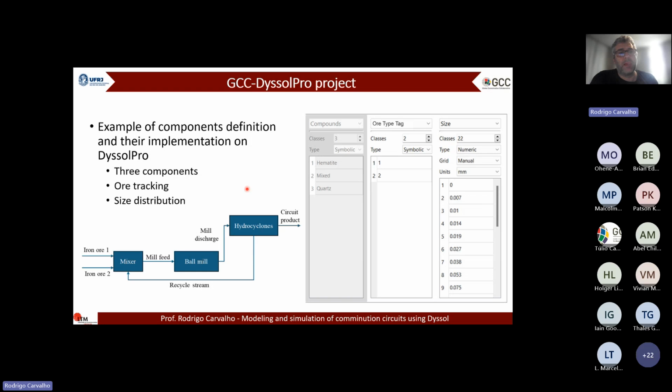Just an example, for the case that I showed you with components track, this is how we define the material. Regarding the components here, the hematite mix and quartz, the ore type 1 and 2, the tag here, and the size distribution. So it's a simple structure like that, and we can do it with several levels of material properties that can be integrated in the stream characteristics.